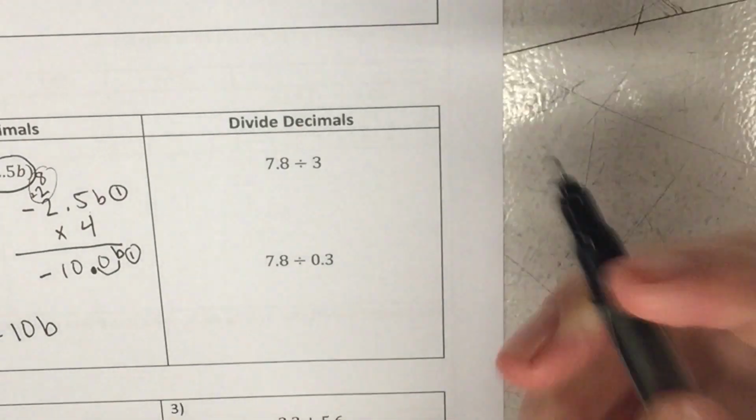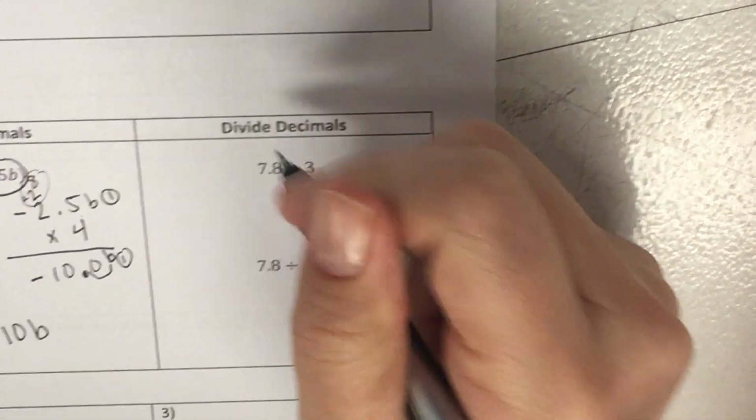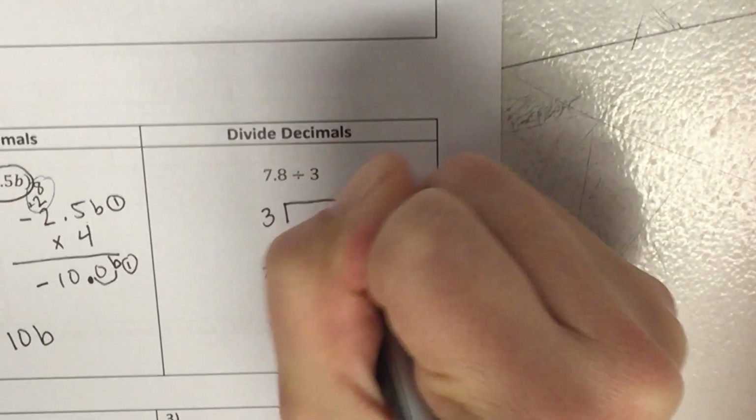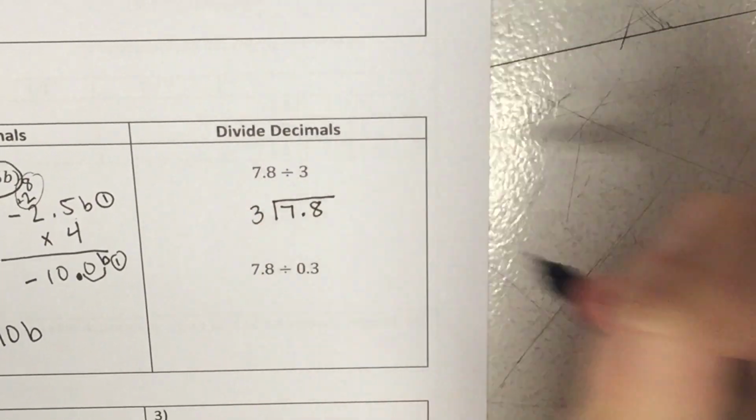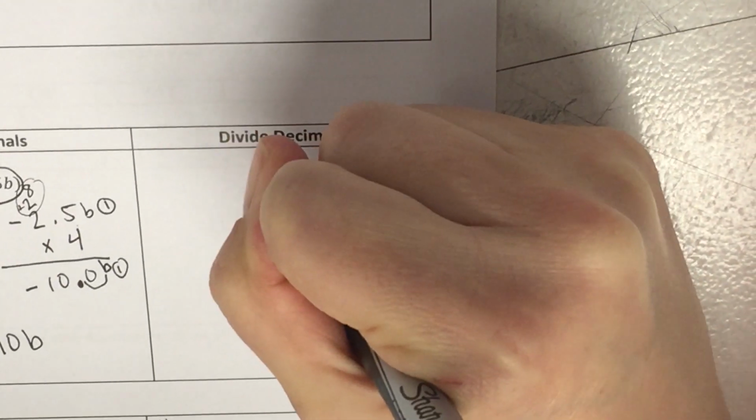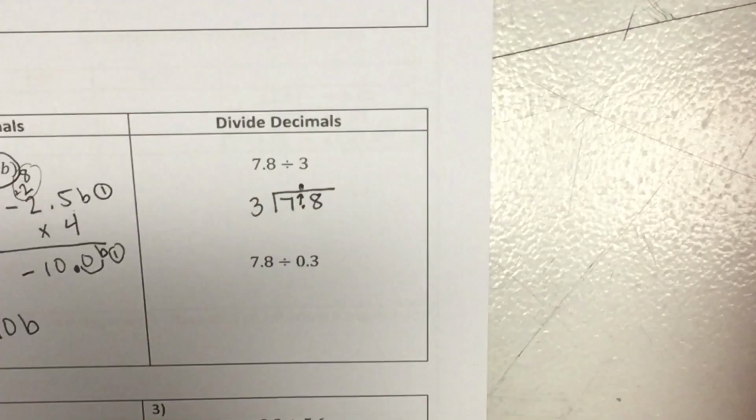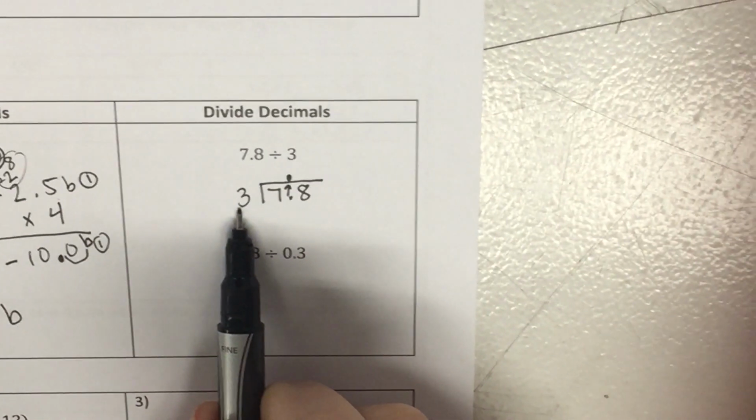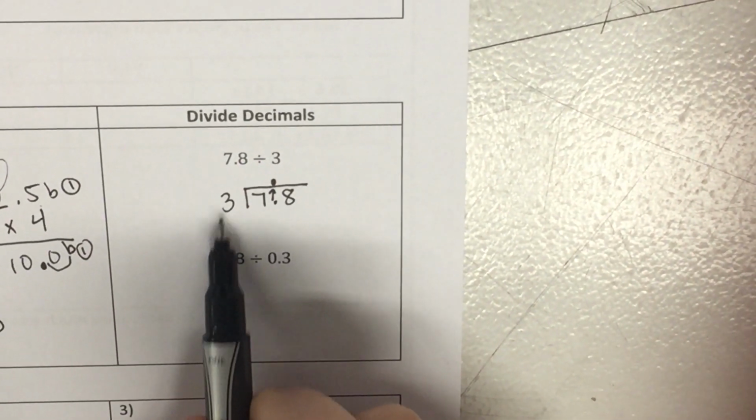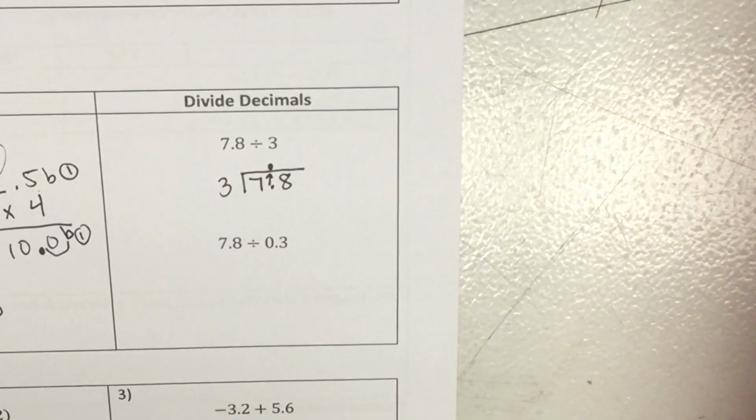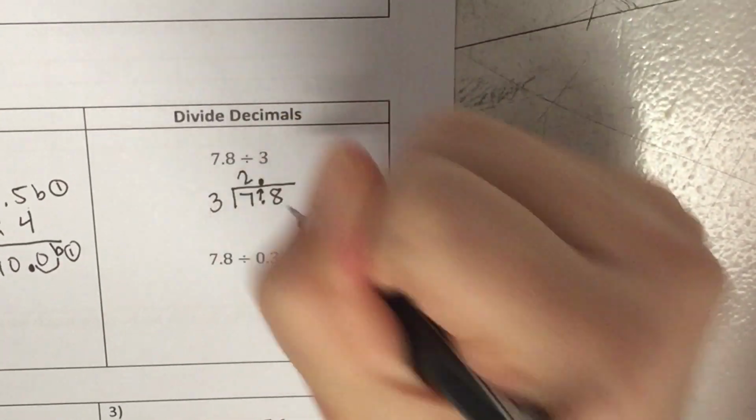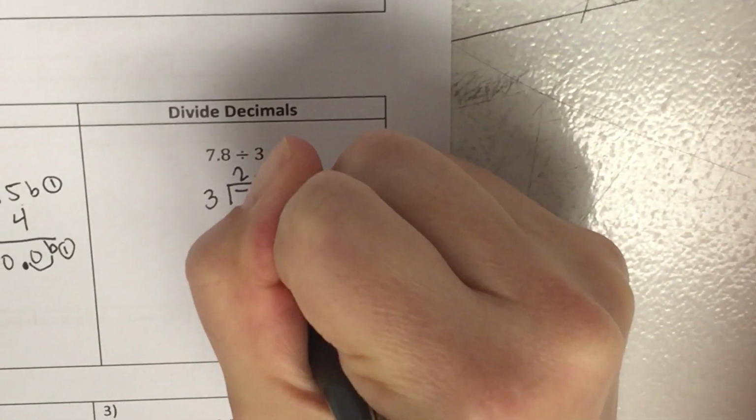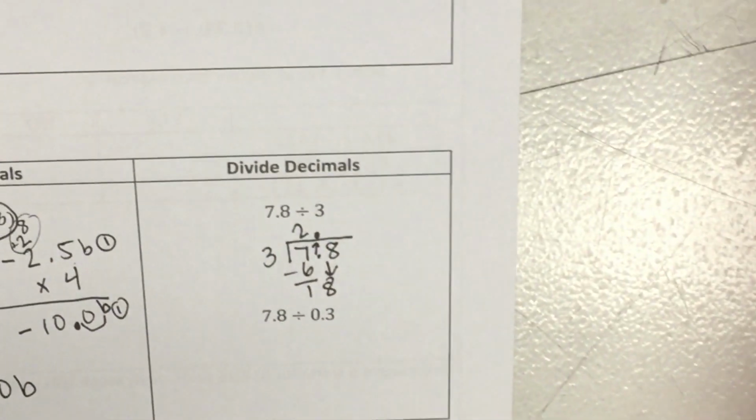All right, last topic is dividing decimals. So I have my 3 on the outside, 7.8 on the inside. And I need to make sure I bring my decimal up right away. Now I'm going to divide like normal. 3 goes into 7 how many times? 2. Good. And 2 times 3 is? 6. I subtract and bring down.